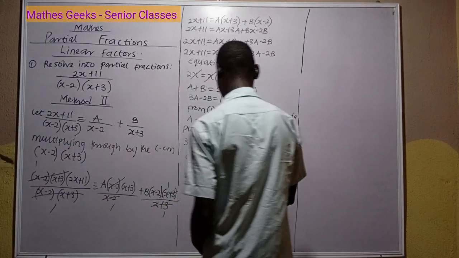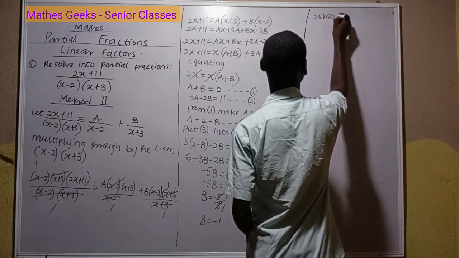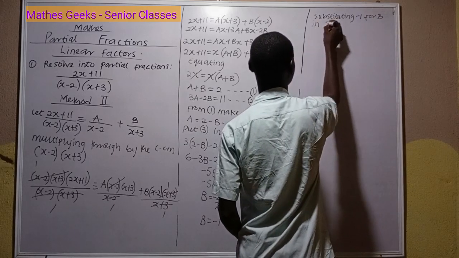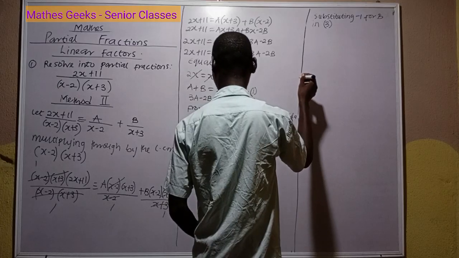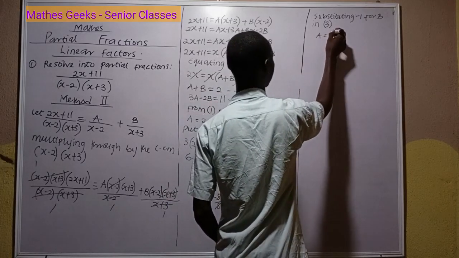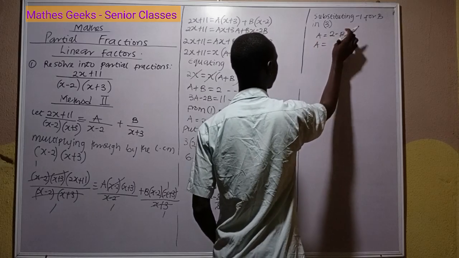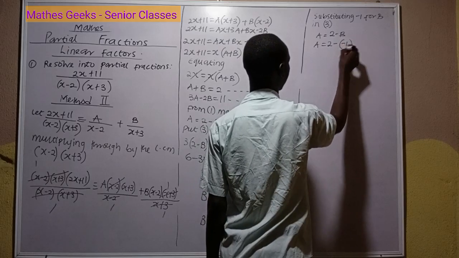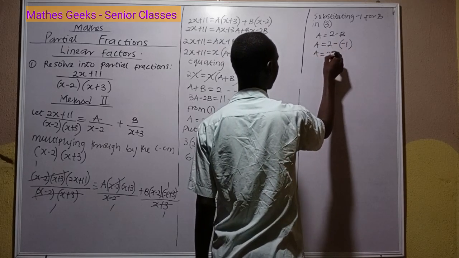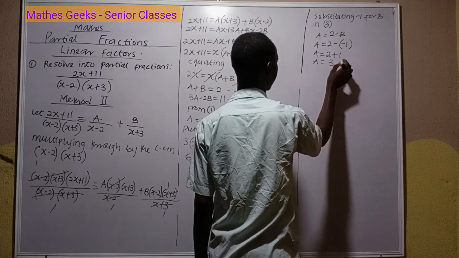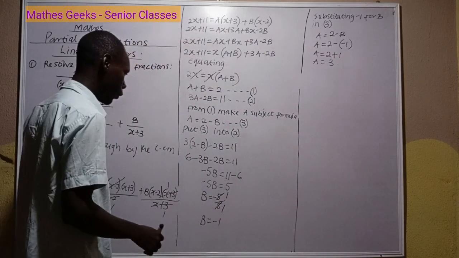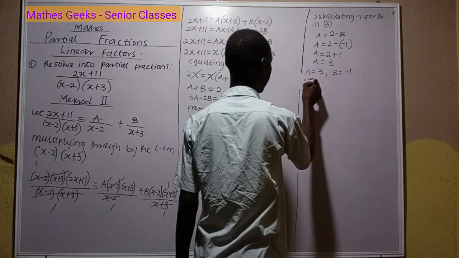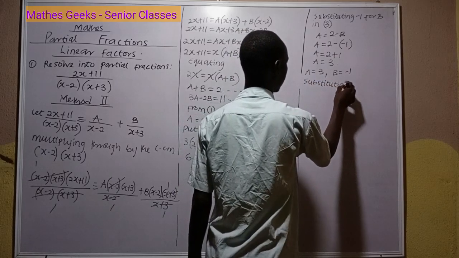So substituting minus 1 for b in equation 3, we have a equals 2 minus b. So in place of b, we're going to put the value we got for b, which is minus 1. So 2 minus minus 1, minus times minus gives us plus. So this gives us 2 plus 1, and a is equal to 3. So that's the answer. From what we've done, a is equal to 3 and b is equal to minus 1.